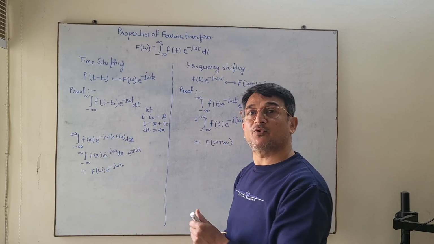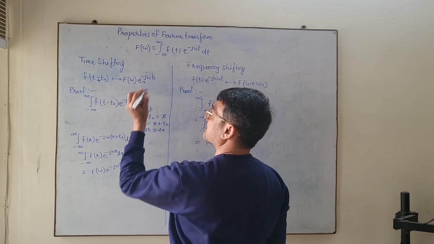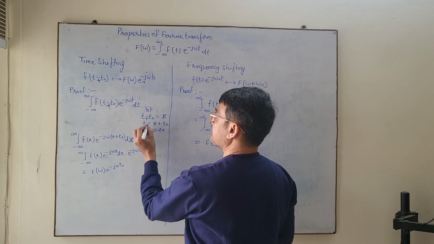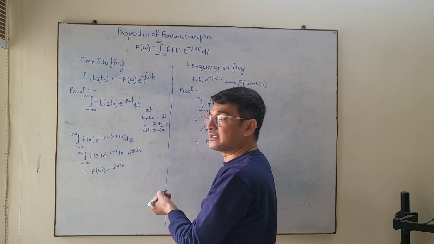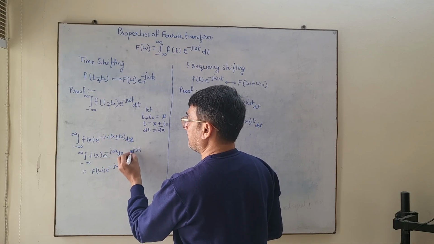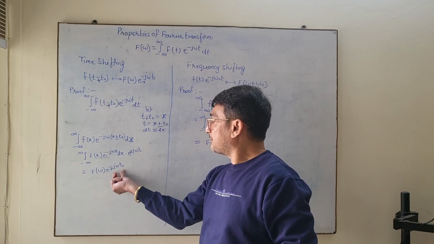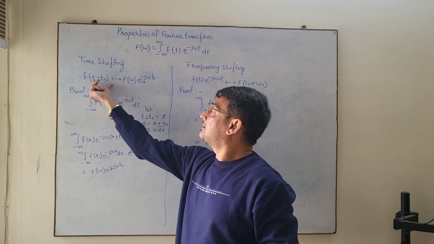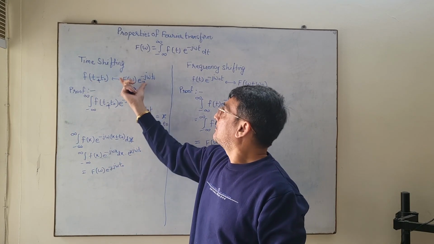Now the same thing can be proved with the plus sign. If this is plus, this will also be plus. If this is plus, this will be plus, and this will be minus. The rest of the things remain the same. It will be minus, then it will become plus, it will become plus. So F of omega e raised to the power plus j omega t naught. This is how you can prove the time shifting property with positive sign. So both are the same. Okay.